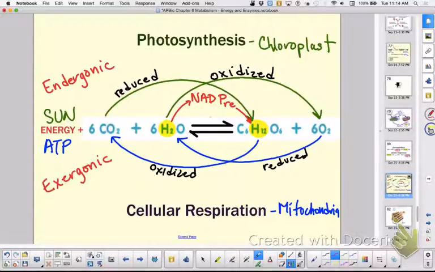Once it gives those up, then it's just going to be NADP what? Oxidized. Once it gives it up, it can be reused again, and it just cycles around and around. So your energy transfer molecule for photosynthesis is NADP. For cellular respiration, what you use is NAD. And here you use NADP.